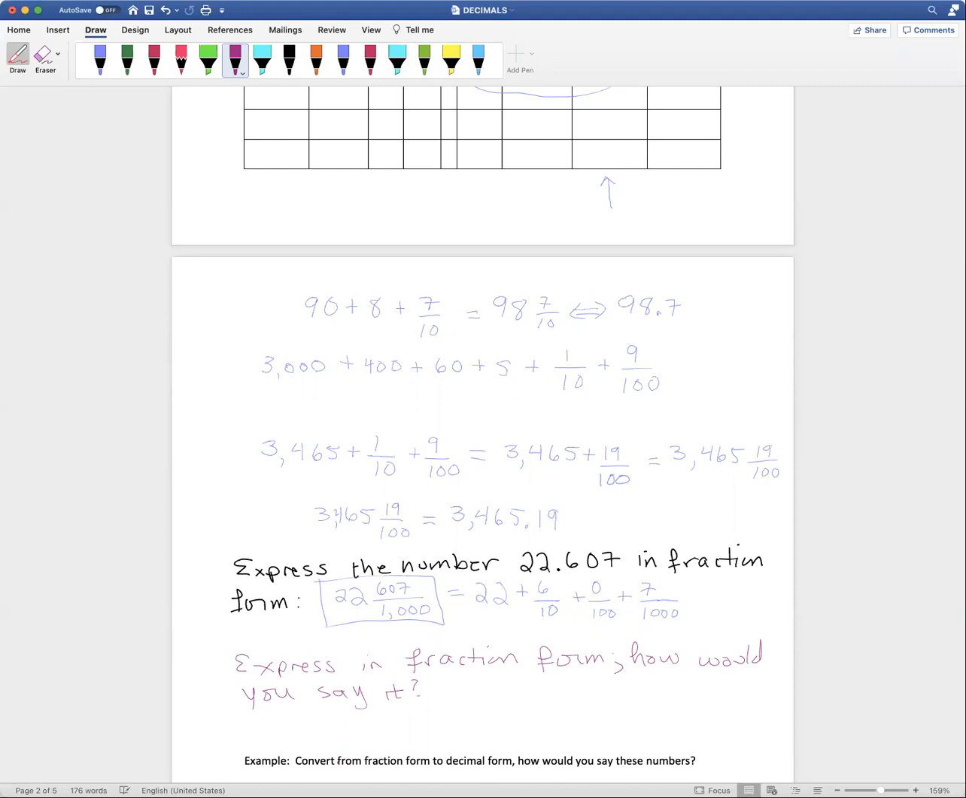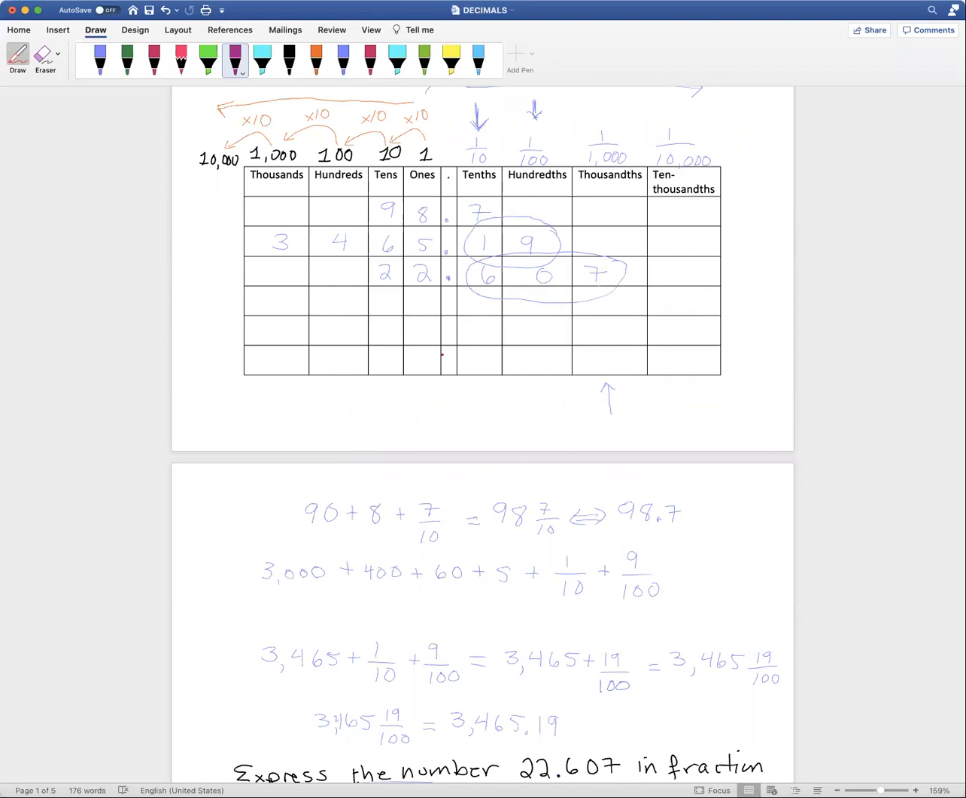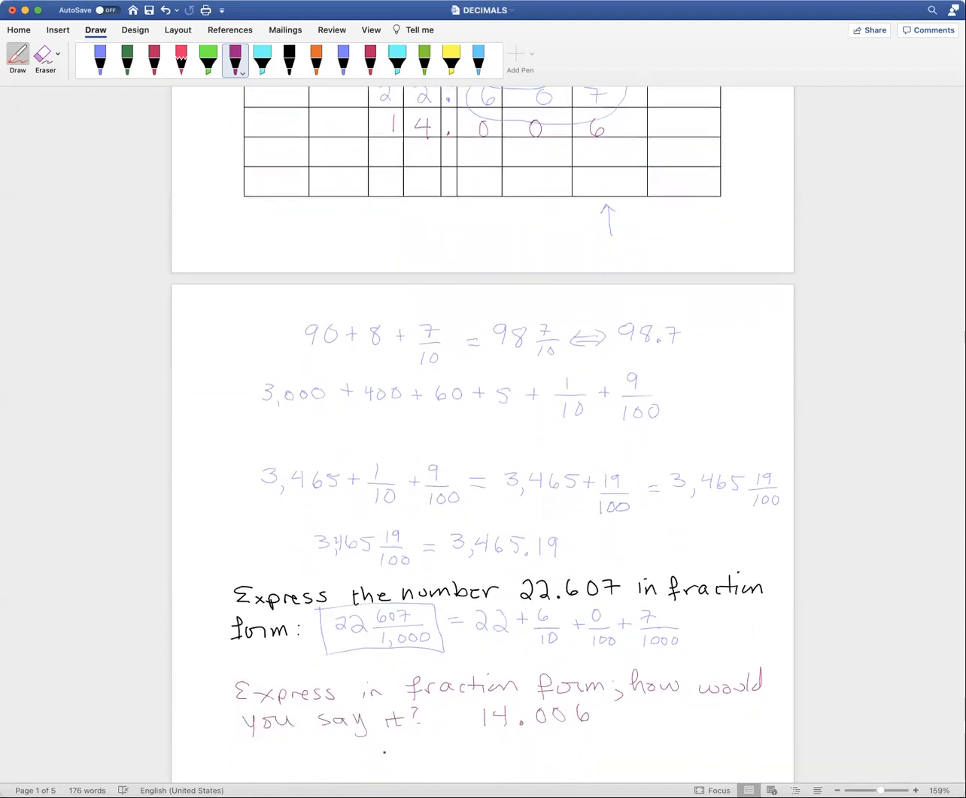Let's take a look at this example. How would we say that number? Let's express it in fraction form first. Okay, so let's go back up here to the chart. Okay, and we're going to call it 14.006. Okay, so regarding the whole number, it is 14. So we're just going to say in fraction form, that's the same thing as saying 14.